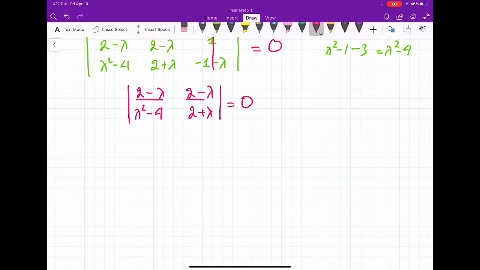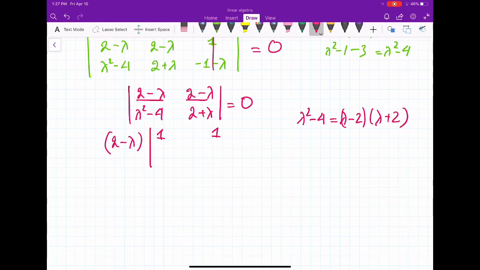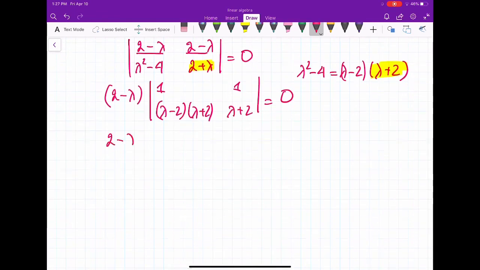2 minus lambda is a common factor on the first row. I can take that out. I have 2 minus lambda. On the first row, I have 1 and 1, right? But in the second row, I have lambda square minus 4. What's that? That is lambda minus 2 times lambda plus 2. So we will have lambda plus 2 as common, right? I also can take that out, okay? But let me write this right here, lambda minus 2, lambda plus 2, and in here I have lambda plus 2 equal to 0. So I have 2 minus lambda, lambda plus 2, okay?